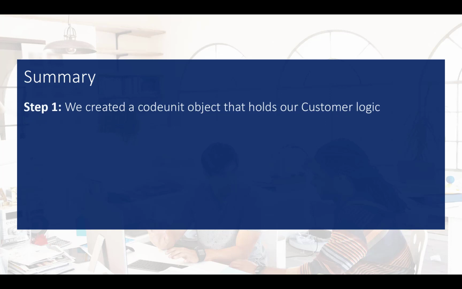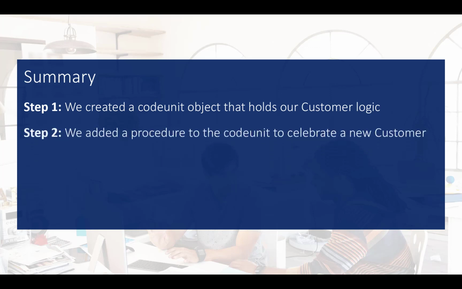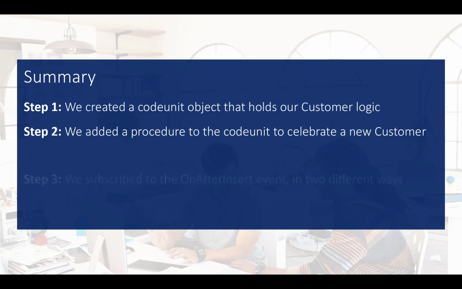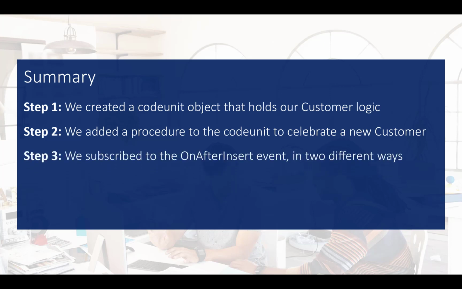In summary, first we created a new code unit object that holds the custom logic to extend Dynamics 365. Next, we added a new procedure to the code unit to celebrate a new customer. And finally, we subscribed to the on-after insert event of the customer table, and we added a call to our new procedure. We did this in 2 different ways, and it is up to you to decide when to use each method.